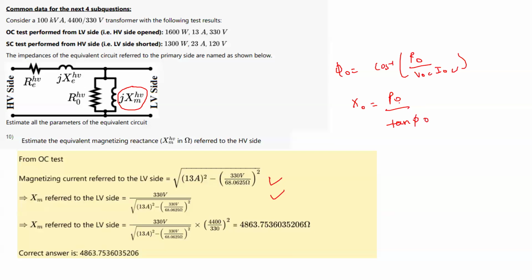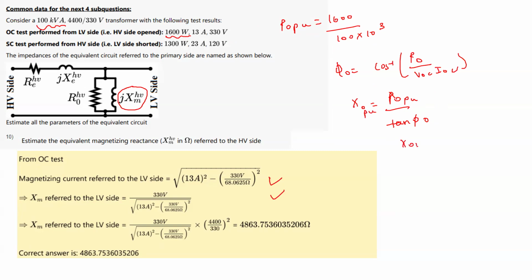You can just divide this P0. So this P0 is 1600 watt. This 1600 watt, you can divide it by 100 kVA. So you can write P0 per unit as 1600 divided by 100 kVA. If you do this, you will get P0 per unit, and this is X0 per unit.